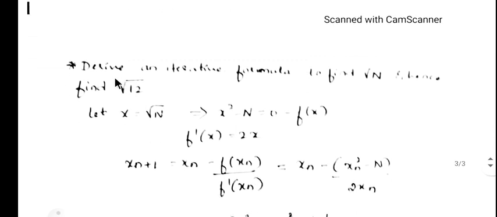Next example, derive an iterative formula to find root n and hence find root 12. They have told you to derive the iterative formula for root n and hence find the value of root 12. Please, this is important. Please note it. Let x is equal to root n. It means that x square is equal to n. Then x square minus n is equal to 0.